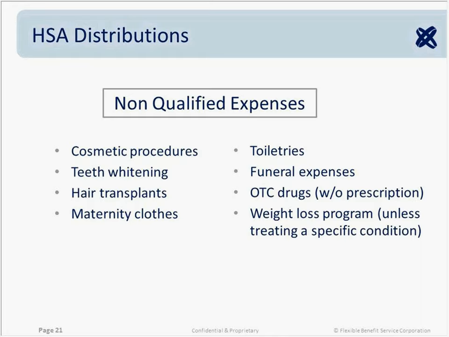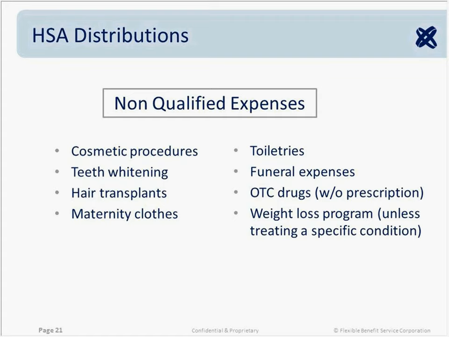But some examples of some other non-qualified expenses include things like teeth whitening, hair transplants, maternity clothes, general toiletries, funeral expenses. And I've got a couple other items here. OTC drugs, which stands for over-the-counter drugs. Those are not eligible expenses from the HSA unless you have a prescription from a doctor. So while you don't need a prescription to buy things like NyQuil or Tylenol, you do need a prescription for it to be a qualified expense to be withdrawn tax-free from your HSA.